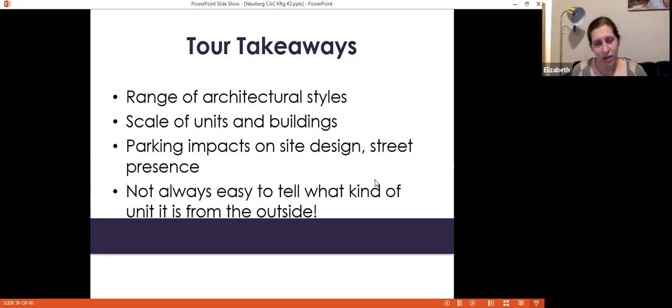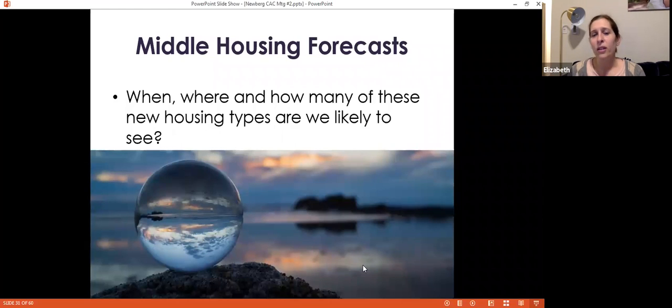Now is the time. Did everyone please pull out your government-issued crystal ball that hopefully is in good working order, just like mine? It's a little cloudy, in fact, but we are hoping to think through when, where, and how many of these new housing types we're likely to see, to help us have a sense of what the magnitude of the impacts might be as we are developing zoning standards for this. Next slide, please.